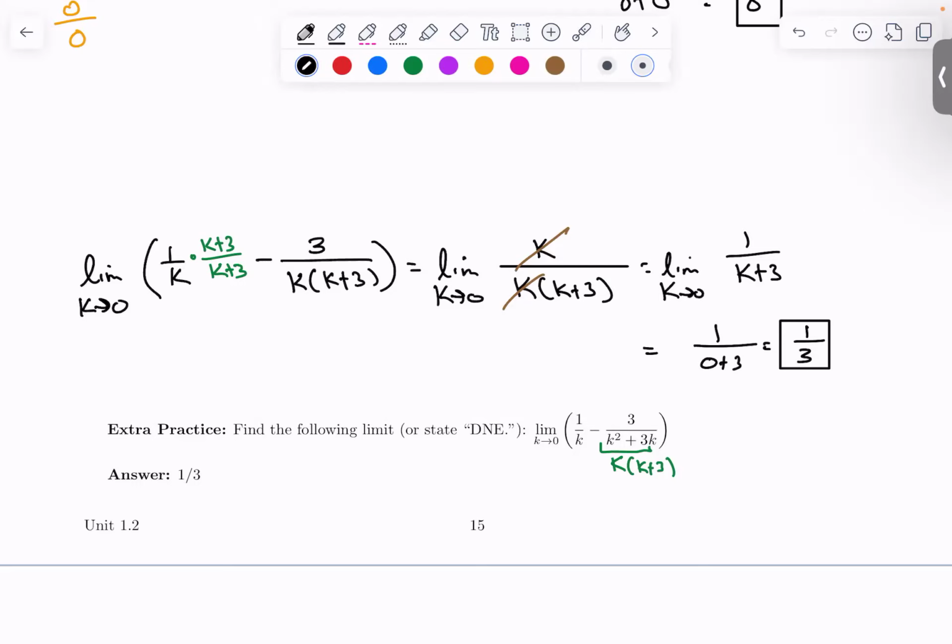Welcome back, everybody. So this is that extra practice problem. This is the reason why the answer is 1/3. If you'd like to take a picture of it, you're more than welcome to, because that's for educational purposes. That's chill.